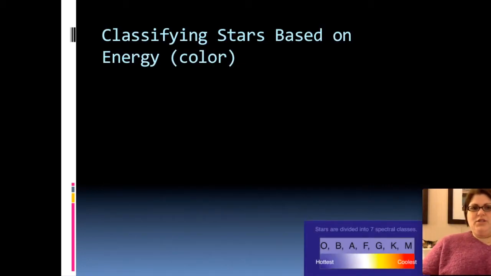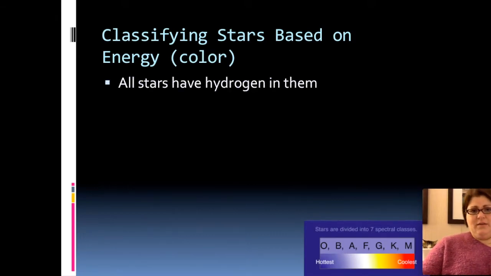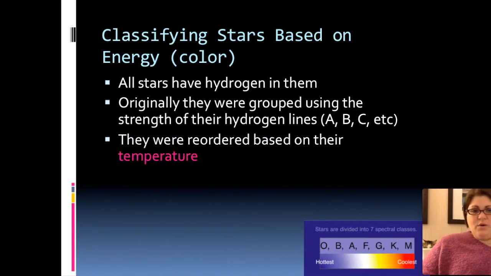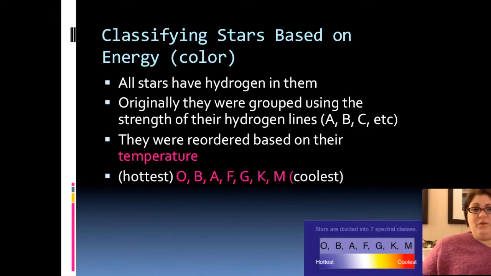Since we have this relationship between wavelength, energy, and color, we can classify stars that way. All stars have hydrogen in them, so we look at the strength of their hydrogen lines. They were originally listed as A, B, C. Astronomers later on decided to reorder them based on their temperature because it was more informative than their hydrogen content. And so those ABCs got rearranged into this weird sequence of O, B, A, F, G, K, M.